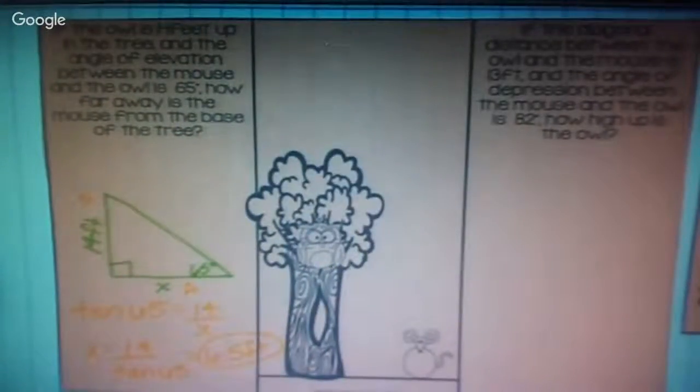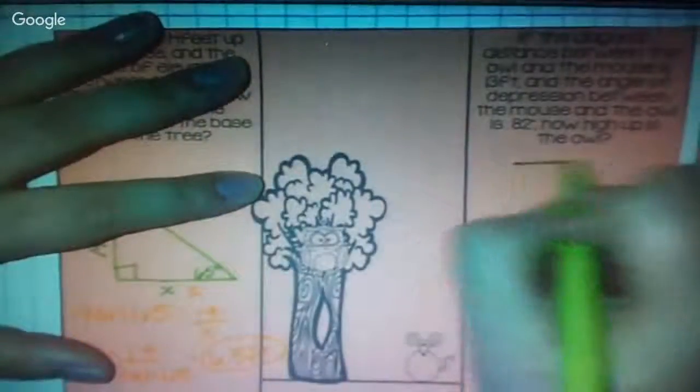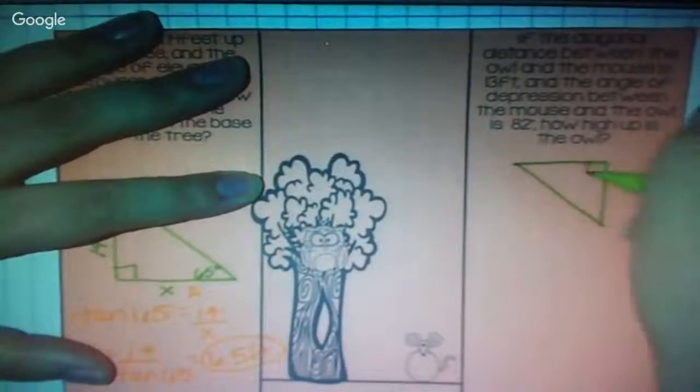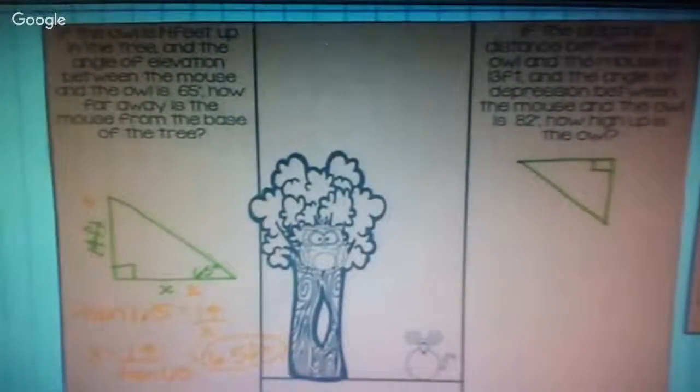If the diagonal distance between the owl and the mouse is 13 feet and the angle of depression between the mouse and the owl is 82 degrees, how high up is the owl? So technically what they're telling us, because we have angle of depression, is that I have a ceiling this time. So that flips my triangle this way. Does it matter how we write it? Legit? No? Okay.